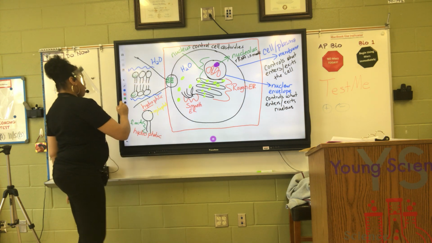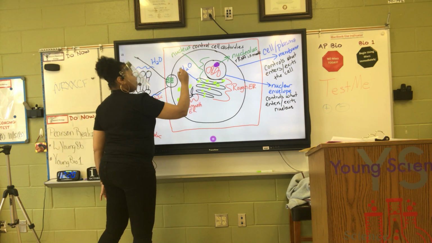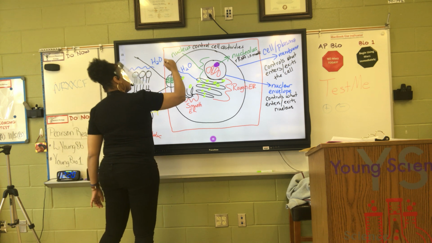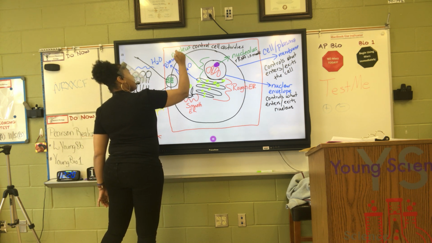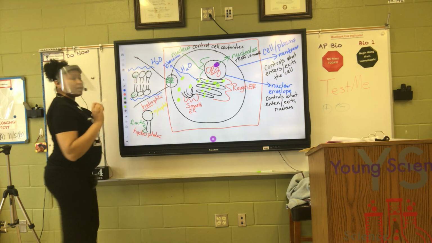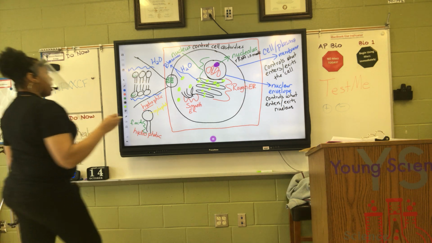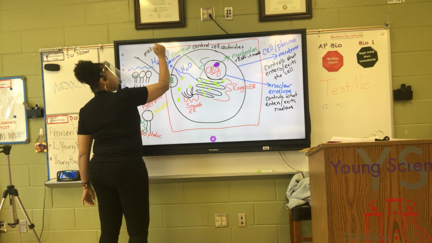All right? Now, the ribosomes themselves have a special function. So these little dots represent ribosomes. And the job of a ribosome is to make proteins. Okay? The job of a ribosome is to make proteins.